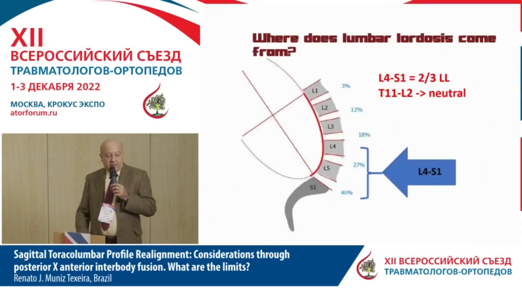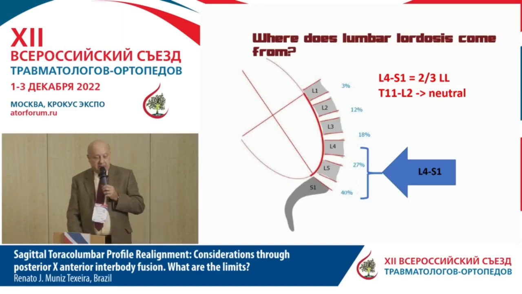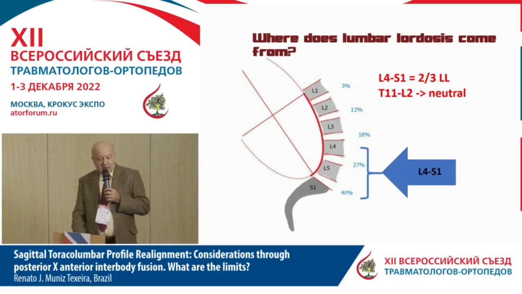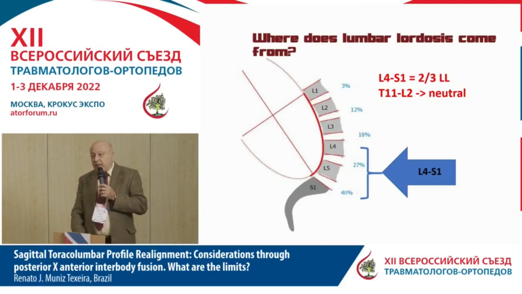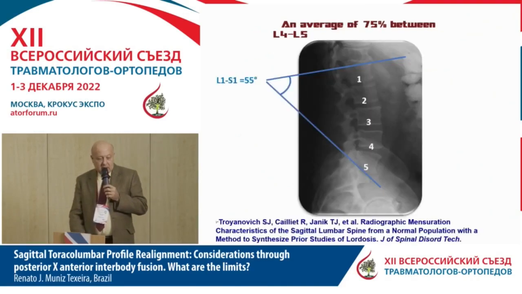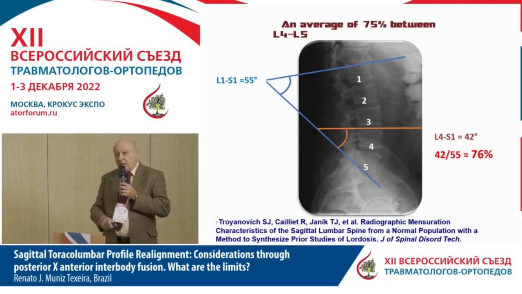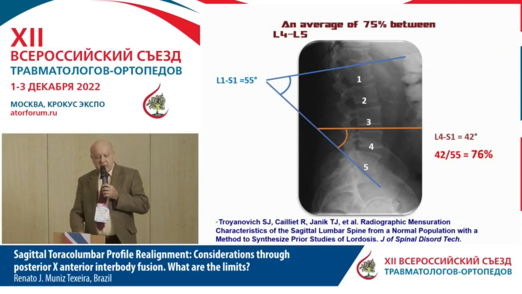We consider in the lumbar spine the difference between the segment L4-S1 and the upper segment. The lower segment corresponds to 75% of lumbar lordosis. And that's why we are concerned differently for each segment and treat them in different ways.